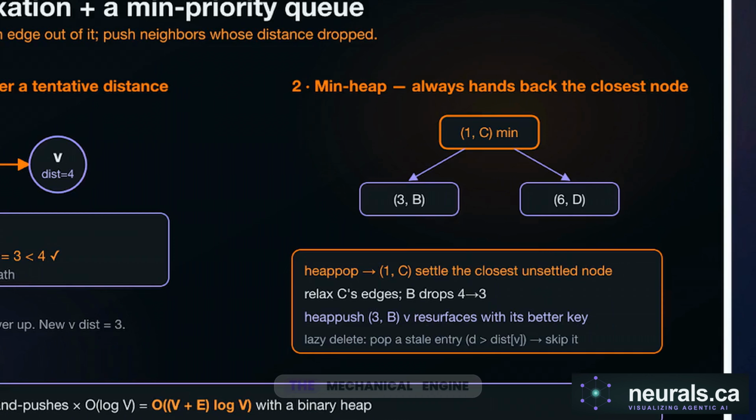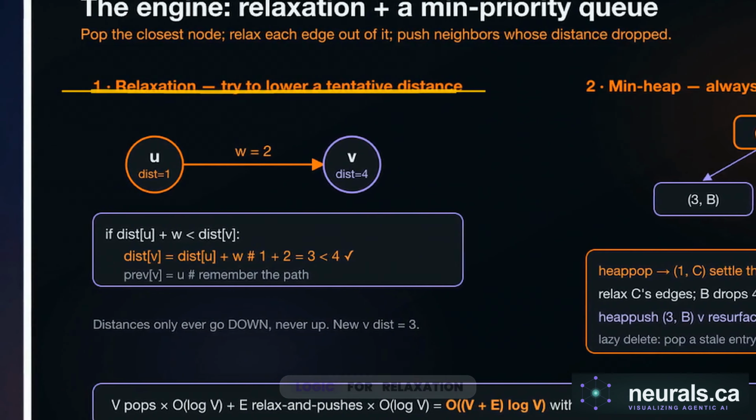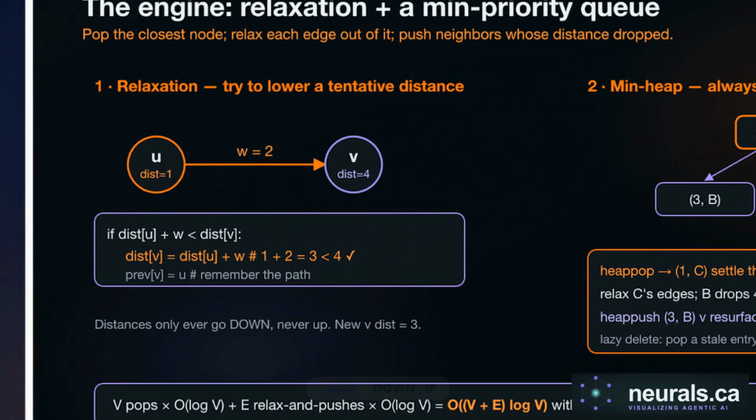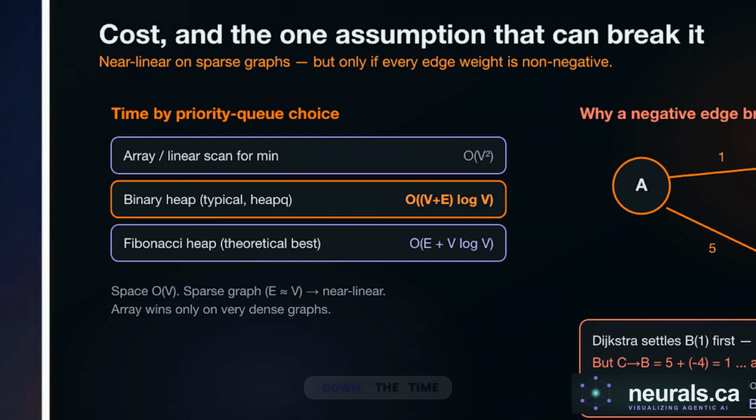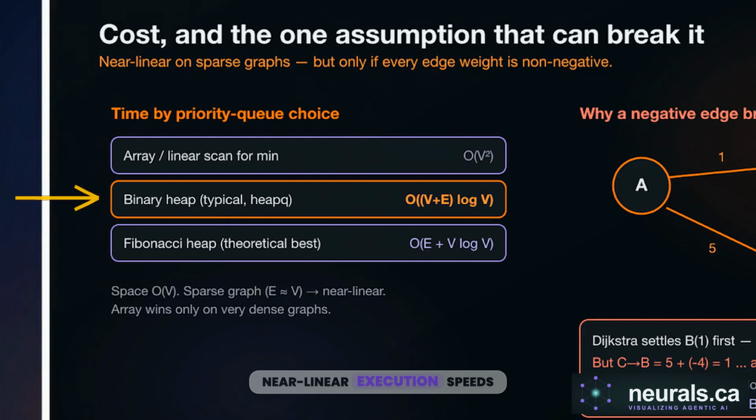This graphic displays the mechanical engine keeping the algorithm from endlessly scanning, a min priority queue, usually structured as a binary heap. It continuously hands back the closest unsettled node. On the left, we see the Python logic for relaxation. Distances only ever move down. If going through a new node offers a lower total cost, we overwrite the old path and push the new distance back into the heap. This table breaks down the time complexity payoff of that choice. Popping nodes and relaxing edges via a binary heap yields near-linear execution speeds, even on incredibly sparse graphs.